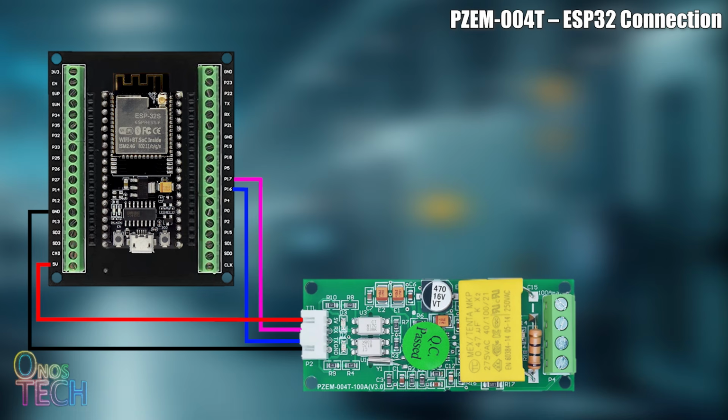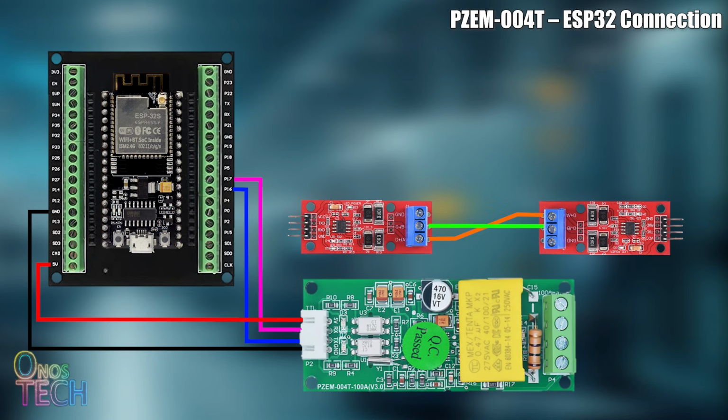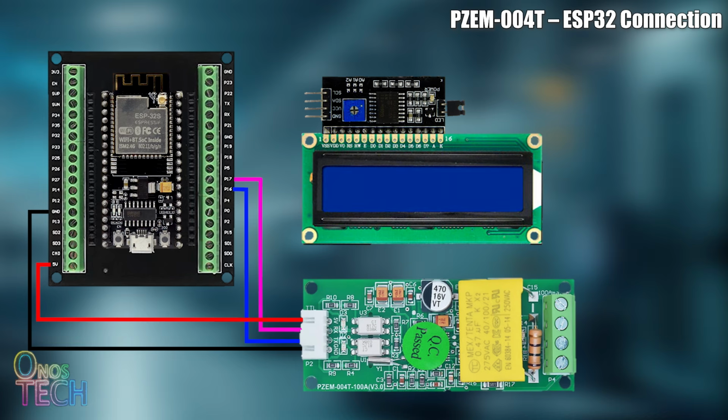This option is suitable when the gateway is installed close to the pump. Otherwise, a TTL to RS485 converter module will be required at both ends to extend the distance. For the local power display, a 20x4 I2C LCD is connected to the ESP32 via the SDA pin on D21 and the SCL pin on D22.